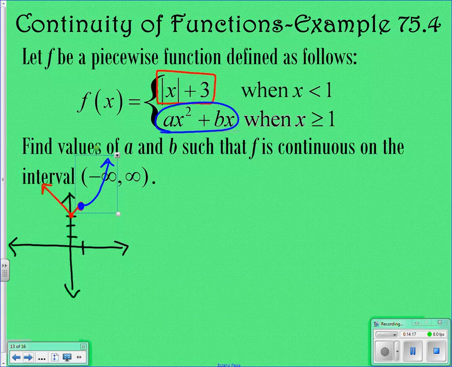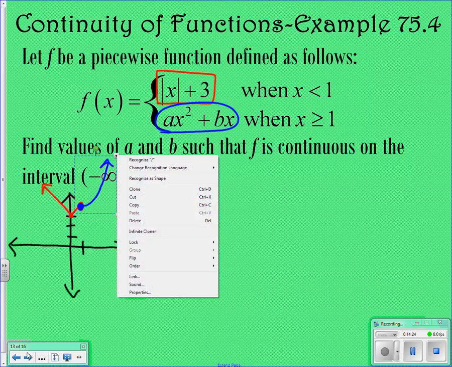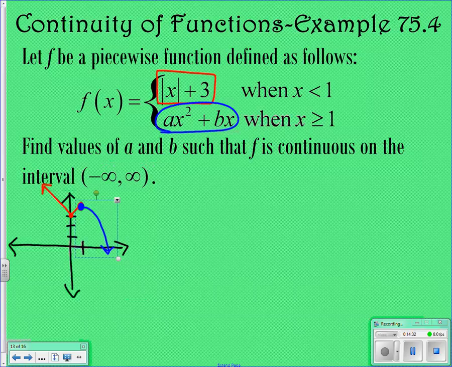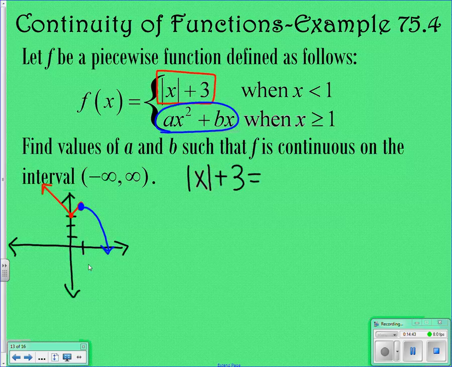So we don't know exactly where it is. We just know that that little open circle needs to be covered by the dot that I drew. Now it could be flipped and go down. We don't know. That's what we got to figure out. And so the way that you're going to do that, we need to know when does the absolute value of x plus 3 equal ax squared plus bx. We need to set those equal to each other because we need them to intersect at this point right here.